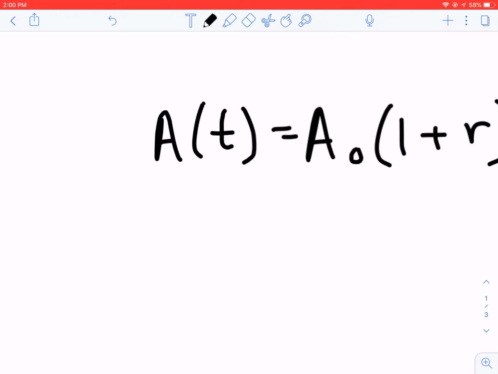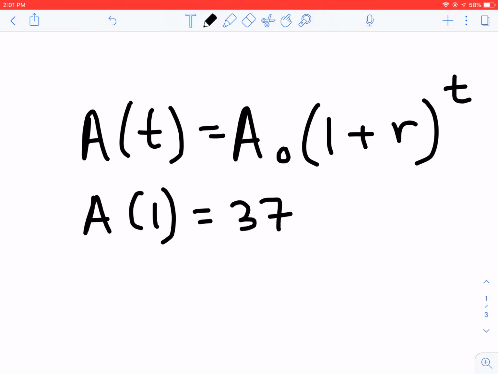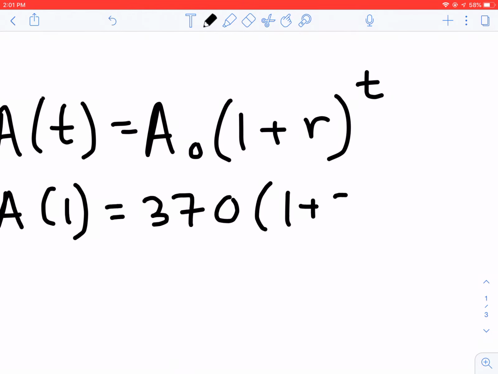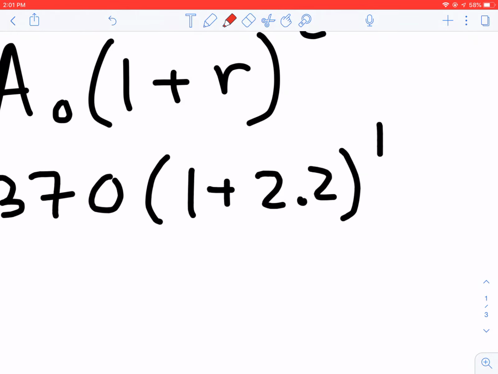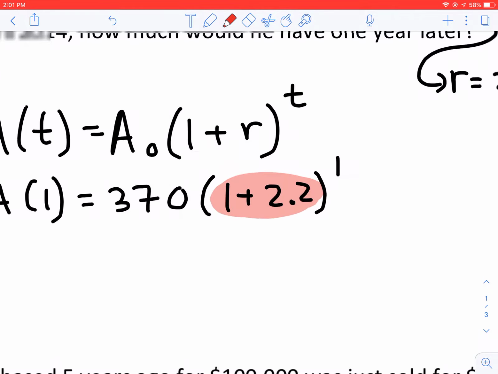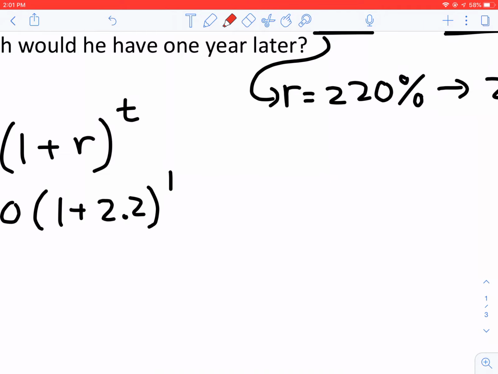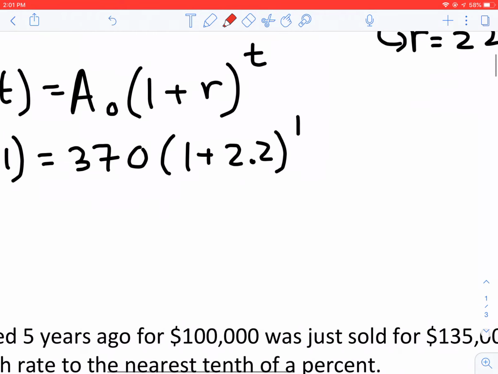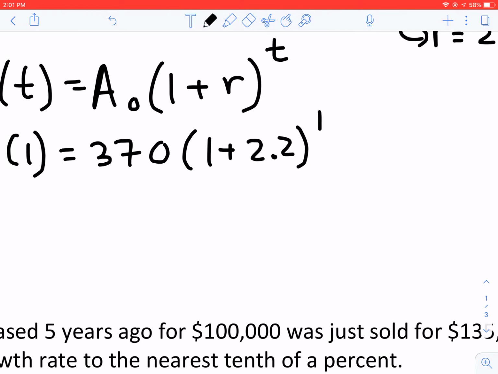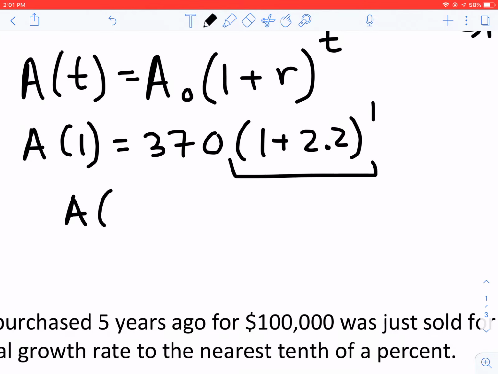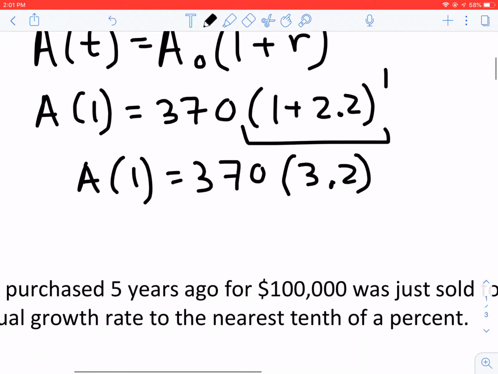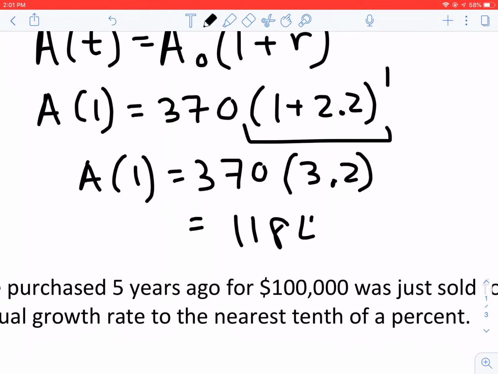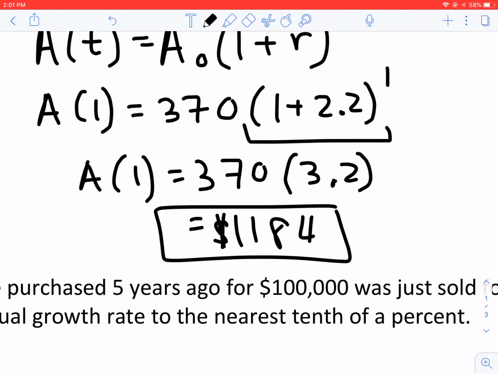yeah, that's what we're looking for. So we're looking for the amount after 1 year. So A of 1 is going to equal the initial amount invested, which was 370, times 1 plus 2.2 to the first power for 1 year. So we're not multiplying by 2.2, we're actually multiplying by 3.2 here. Right? 2.2 is our rate of growth, but 3.2, that is going to be our growth factor, what we actually multiply by. So after 1 year, he's going to have $370 times 3.2, and that's going to be $1,184. Not a bad investment.